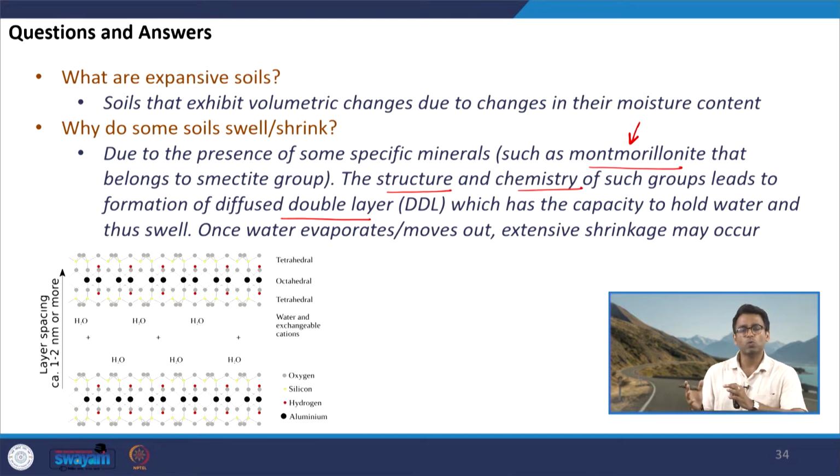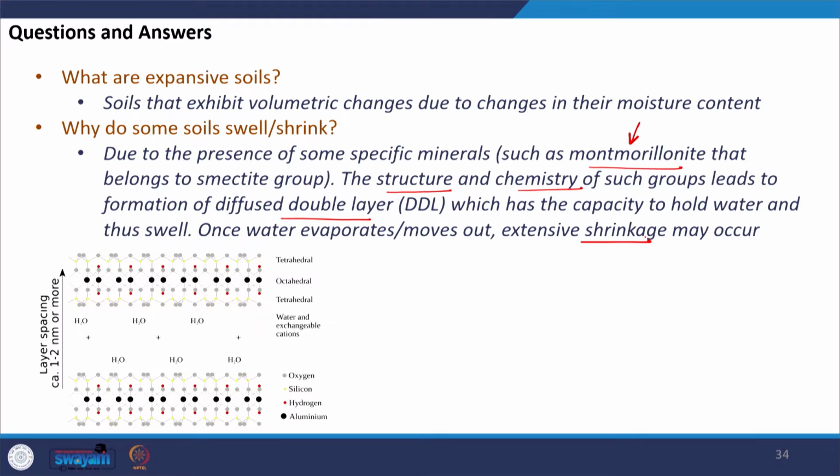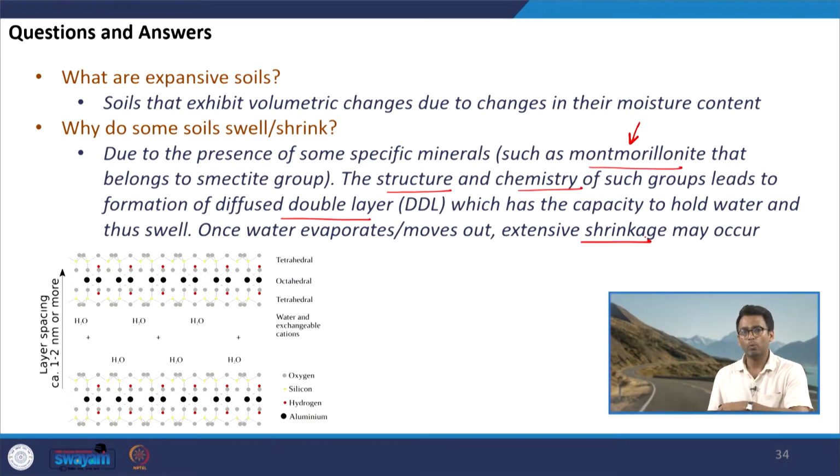Now, once this water comes out from the diffused double layer, the water can go out from the soil in various forms, for example through evaporation. When the water comes out through evaporation, this excess volume gets reduced and the soil particles come close to each other again, which considerably reduces the volume of the soil, and because of this reduction in volume, the shrinkage becomes predominant.